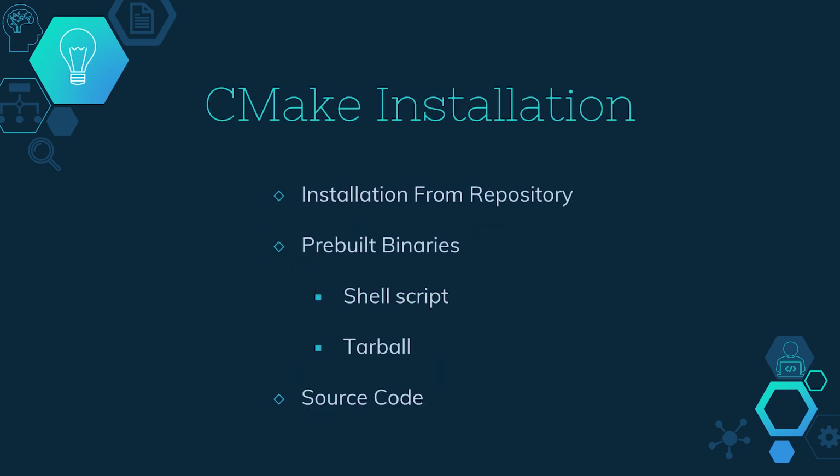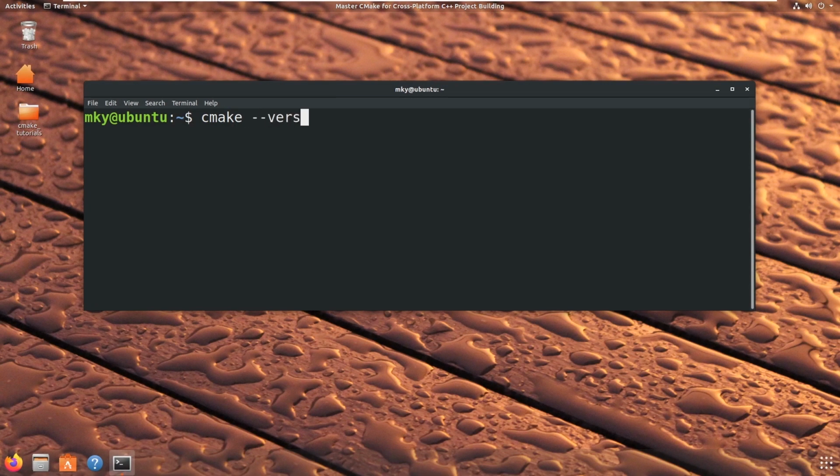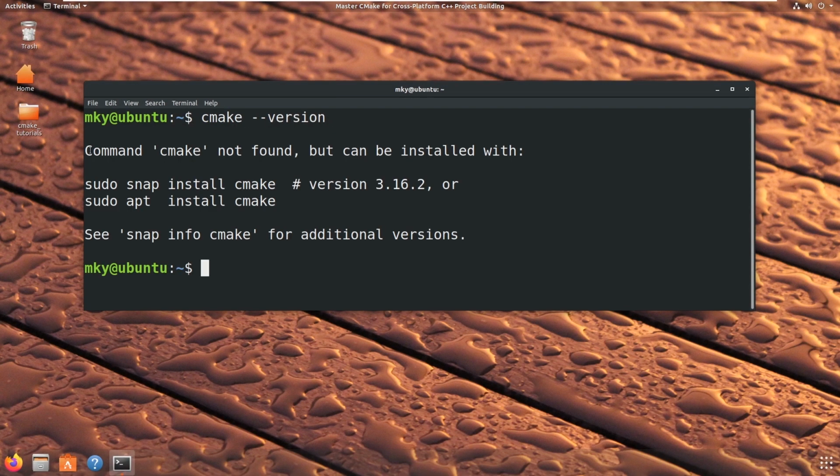There are three ways to install CMake, and we are going to see all these installation processes one by one. The first method is by installing CMake from the repository. You can run sudo apt install cmake in the terminal for this. We can check if CMake is installed properly by running cmake --version. If you are getting an error, it means CMake is not properly installed.